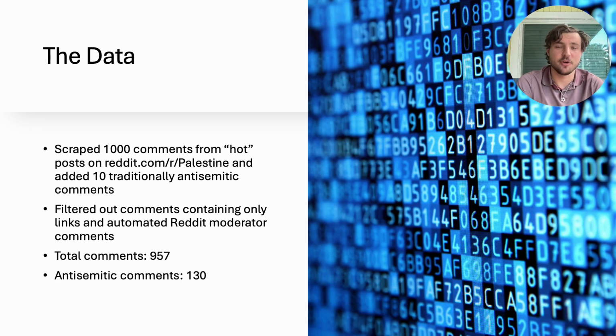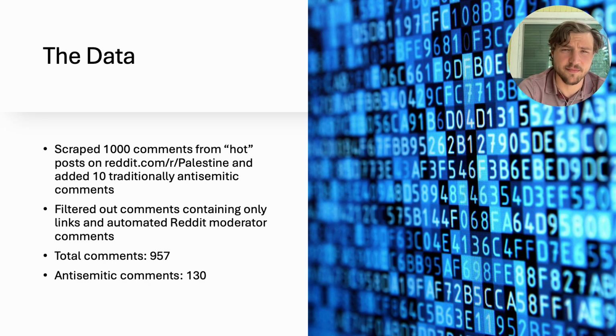Now, in the next few slides, I'm going to show an example of a small project that I did to try to detect some anti-Semitic comments. In order to find the data, I scraped 1,000 comments using Reddit's API from reddit.com/r/Palestine. And I added 10 more traditionally anti-Semitic comments using some slurs and some very common tropes. I then filtered out comments that contain only links, and there are a lot of automated Reddit moderator replies to a post. I filtered those out as well. After doing that, I ended up with a total of 957 comments, of which I labeled 130 as anti-Semitic.